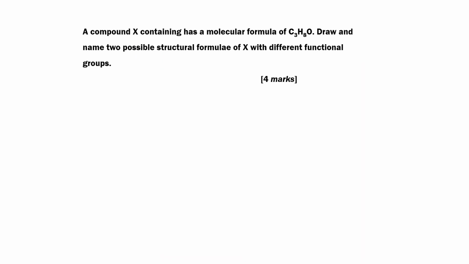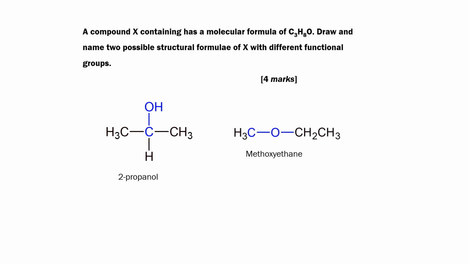Let's try this example. A compound X has a molecular formula of C3H8O. Draw and name two possible structural formulae of X with different functional groups. It is 2-propanol and methoxyethane.